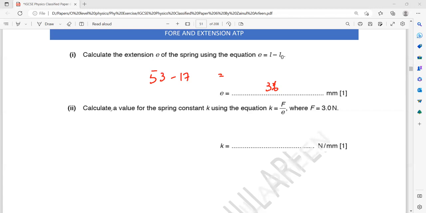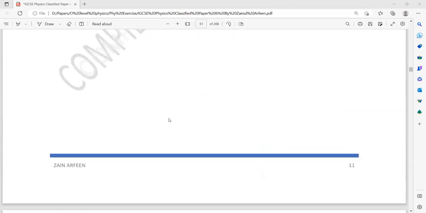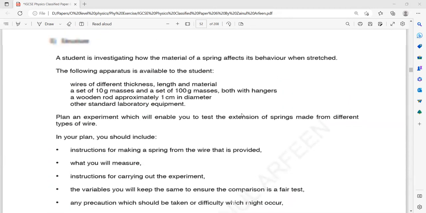And then calculate the value of the spring constant, which is k equals F over e. So F is 3 and e was 36. So 3 divided by 36, what's the answer? Which is 0.08. So you'll say 0.08 Newton per millimeter. Write your answer in 3 significant figures. But if it is like 0.08, you cannot add any other.